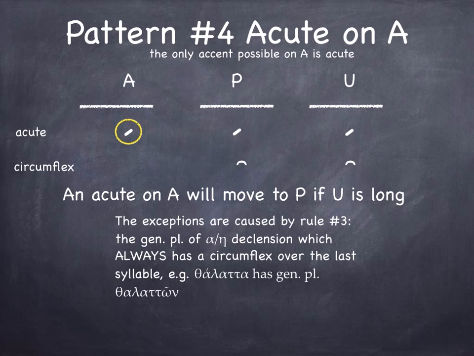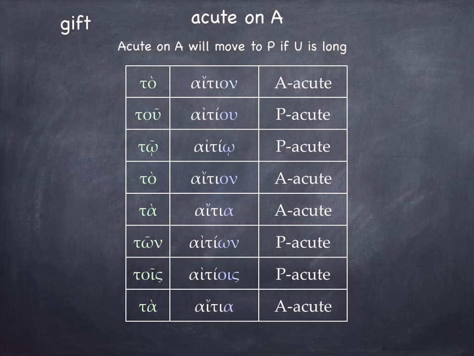This can only apply to acutes, an acute accent on the antepenult. And again, the main exception is going to be caused by rule number 3: genitive plurals of eta alpha declensions always have a circumflex over that last syllable. All right, so let's start with the neuters again, since they tend to be okay. And what we find is that the acute stays where it is when the ending is short, but moves to the penult when the ending is long. So the pattern then would be acute on the antepenult, then in the genitive and the dative, acute on the penult, and in the accusative, it's acute on the antepenult again.